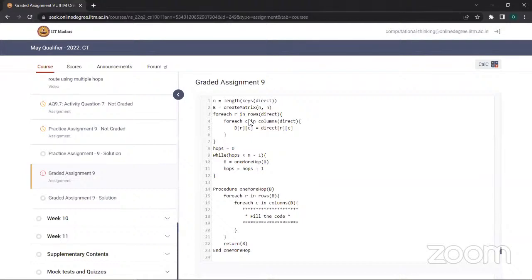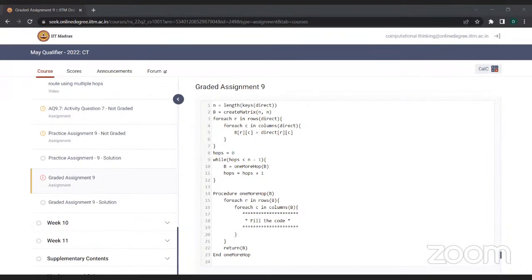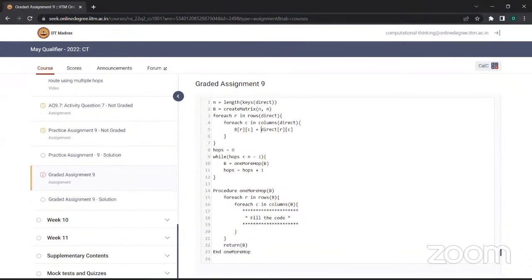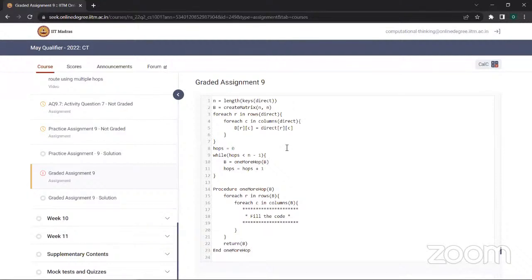One question here. Can't we just write B equal to direct here, instead of this for each R in rows, for each C in columns? Can't we just directly write B equal to direct? Actually, it depends on which programming language you are using.